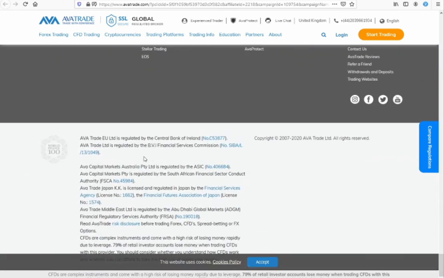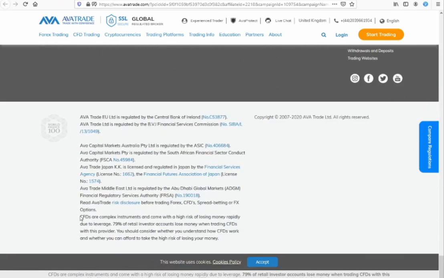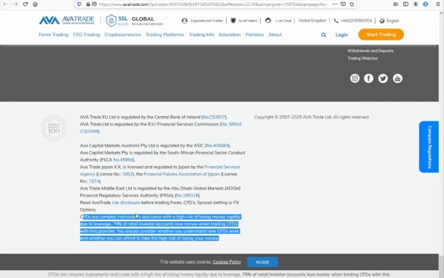So let's just look for the, there you go, regulatory disclosure. CFDs are complex instruments and come with a high risk of losing money rapidly due to leverage. 79% of retail investors lose money when trading CFDs with this provider. You should consider whether you understand how CFDs work. Okay.